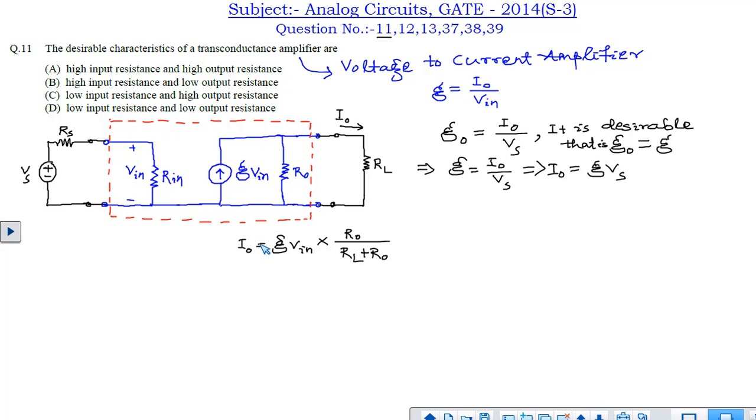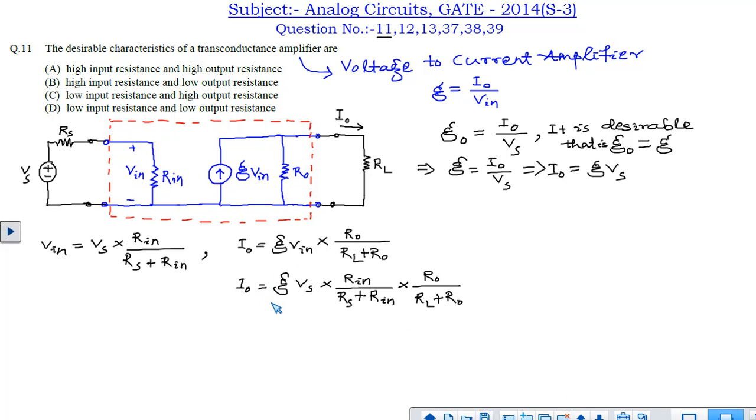Okay. Now if we apply current division rule here, then we can get I0 in terms of this current, that is G Vin. So G Vin into R0 divided by RL plus R0. This is the output current. Now this Vin we have to find out in terms of Vs. So we will apply voltage division rule across these two series resistances. We will get Vin equal to Vs into Rin divided by Rs plus Rin. If we substitute this Vin here, then I0 is equal to G Vs into Rin by Rs plus Rin into R0 by RL plus R0.